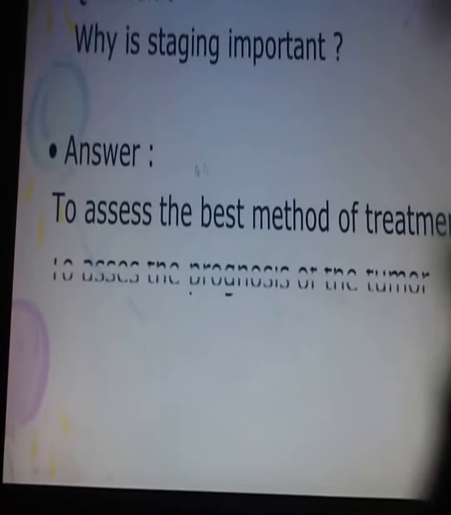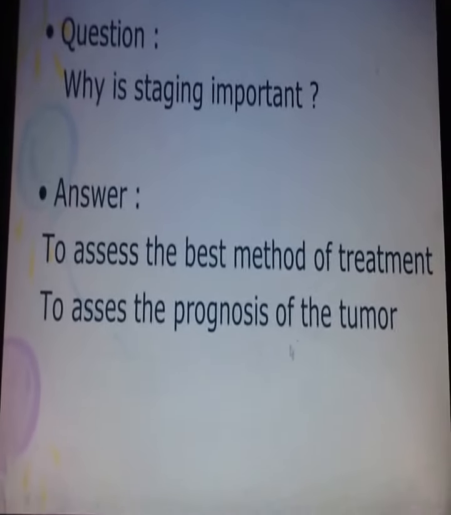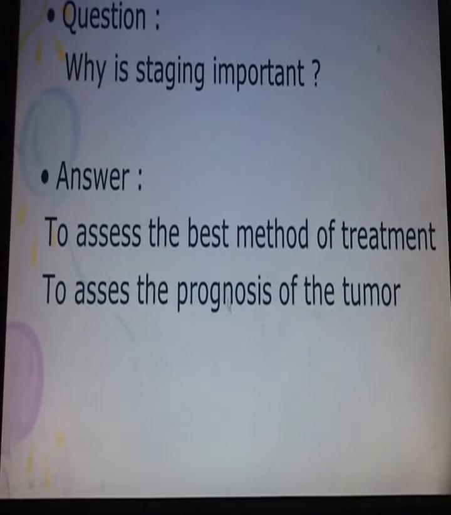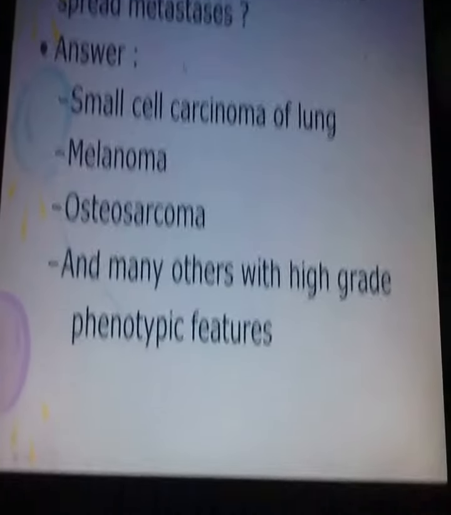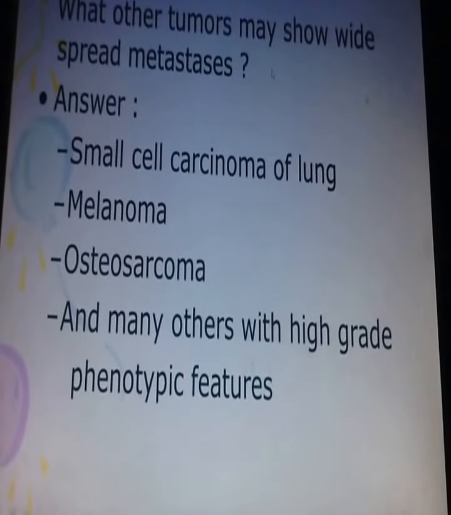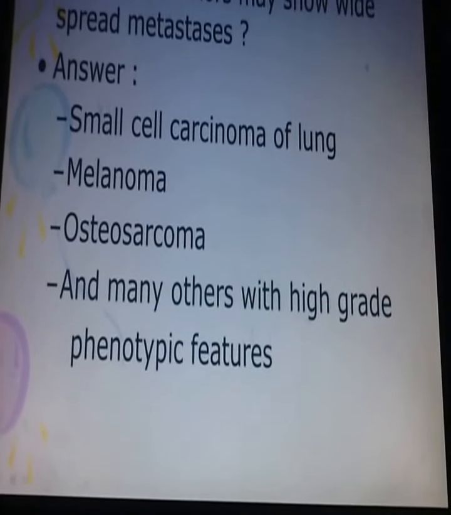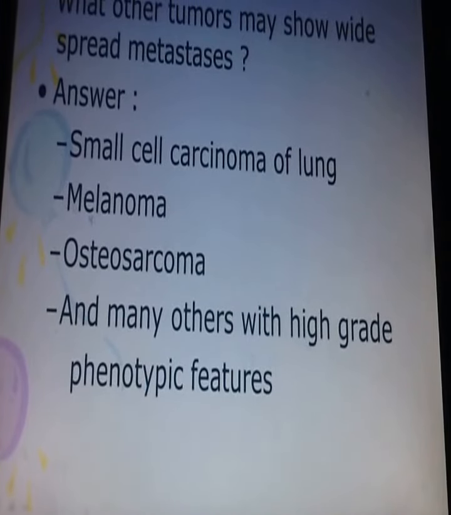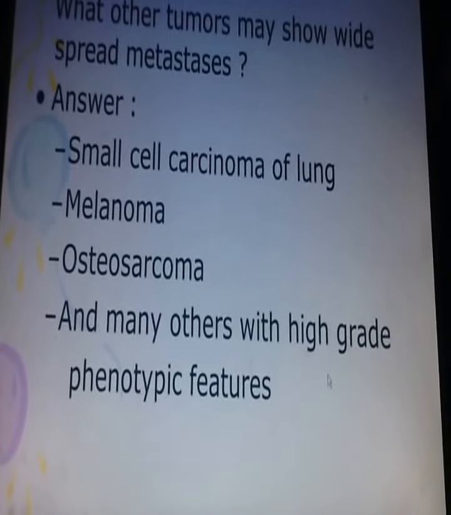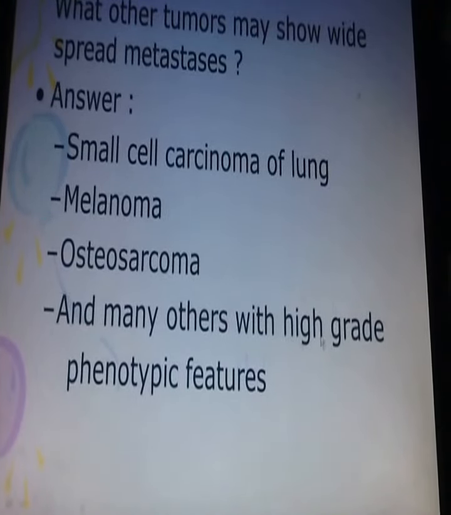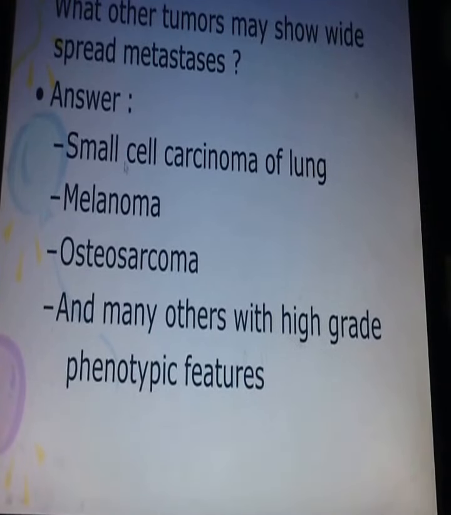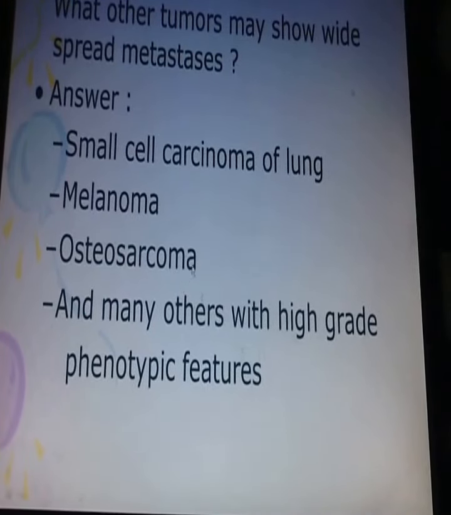So why is it important? We said we have to assess the prognosis of the tumor, to know how it's going to behave next, and to know what we should do next, what treatment we are going to do. Now we have some examples of tumors that may show widespread metastasis: small cell carcinoma of the lung, melanoma, osteosarcoma, and any high-grade tumor. So any tumor with high grade might show widespread metastasis.